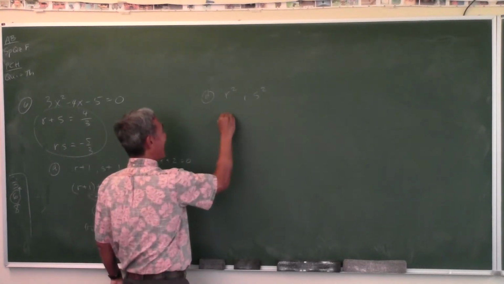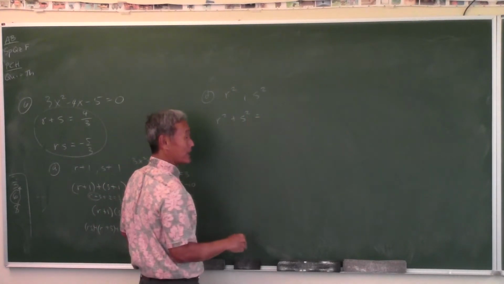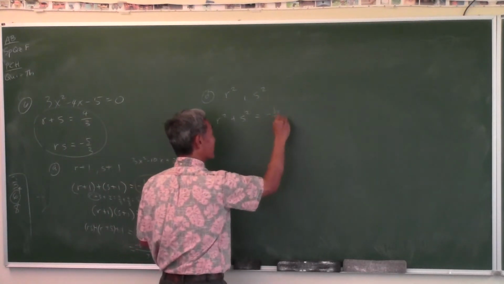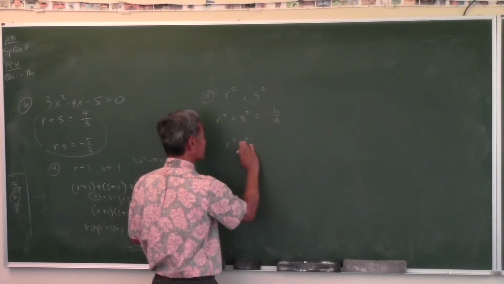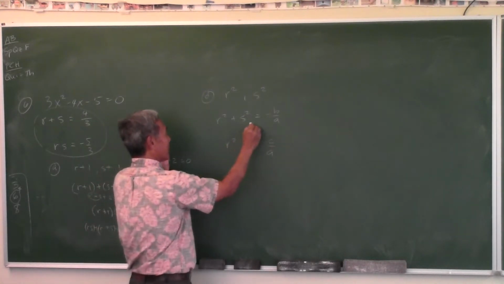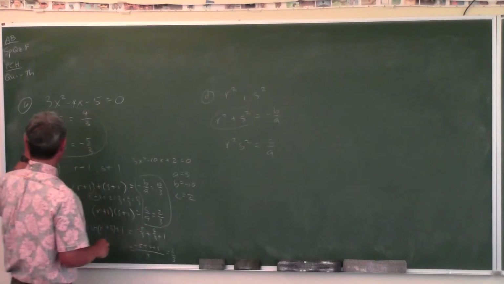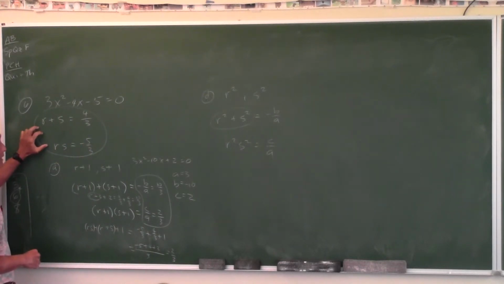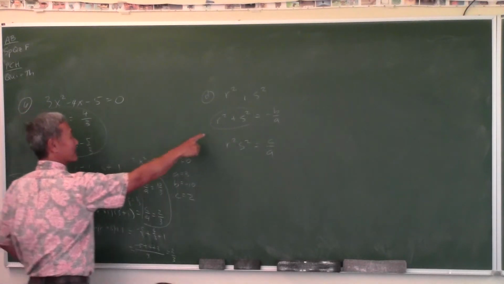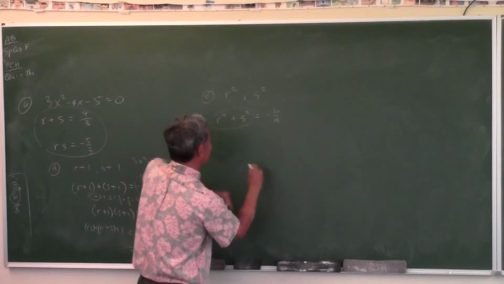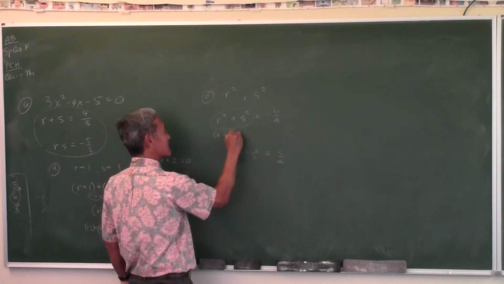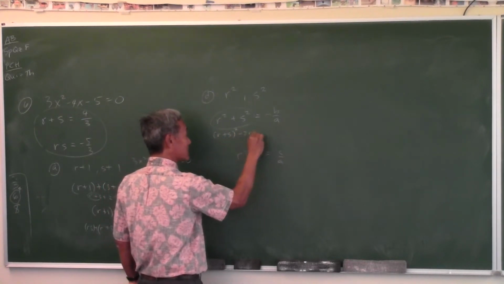If I add the two roots together, we're doing exactly the same thing we did back here. You will always get negative b over a. If I multiply the two roots together, you will always get c over a. Now, you just have to ask yourself, is there a way I can figure this out just by knowing these two things right here? See, this is where you have to think a little more. What can I do to this to get this? Well, isn't r squared plus s squared the same thing as r plus s quantity squared minus 2rs?